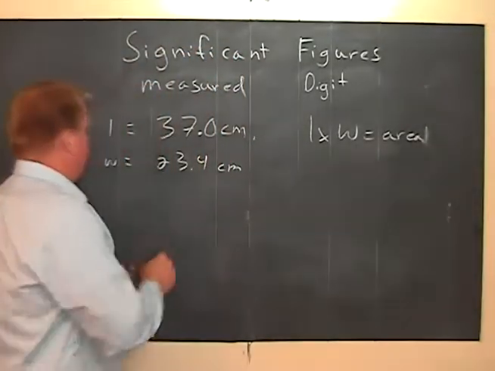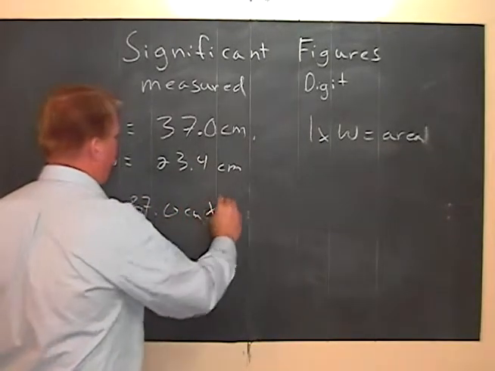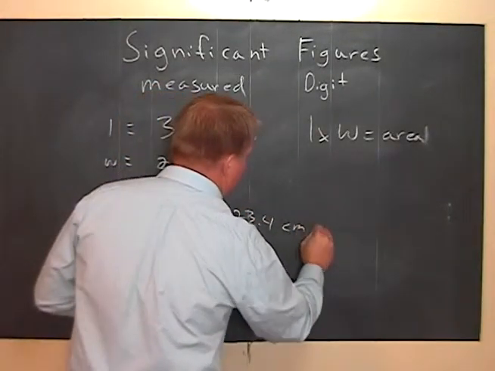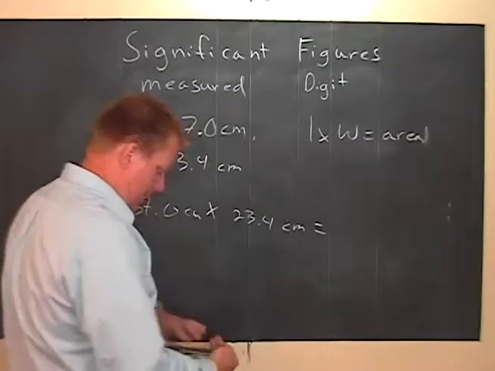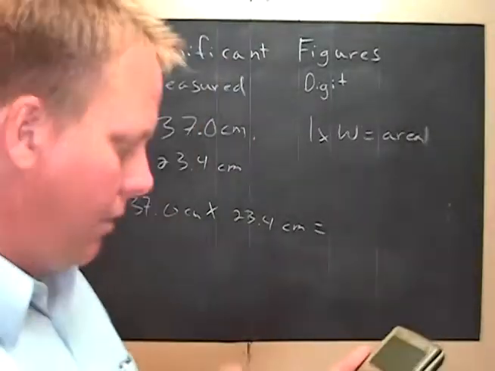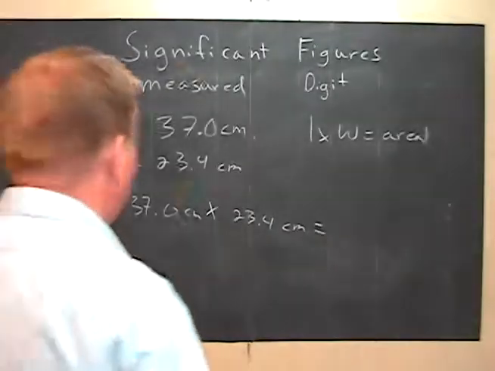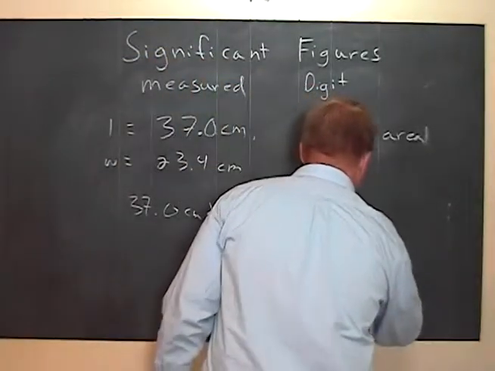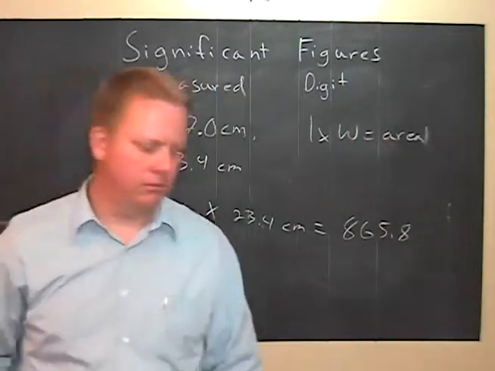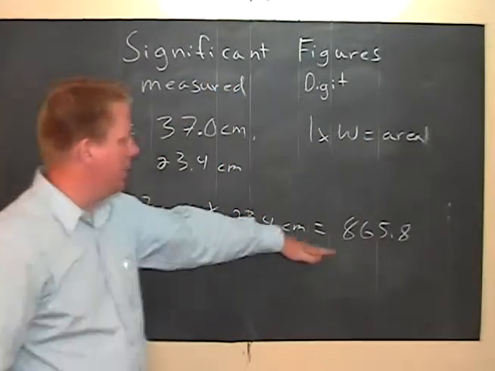Now, we take them here, 37.0 centimeters times 23.4 centimeters equals something. We'll use our handy dandy calculators here. I don't know if you can see that or not. Got a lot of glare here. 865.8. Now, you are smarter than a calculator. The calculator just lied to you. What did I say? We could keep 3 digits? The calculator gave us 4.